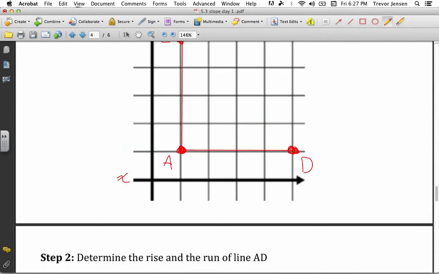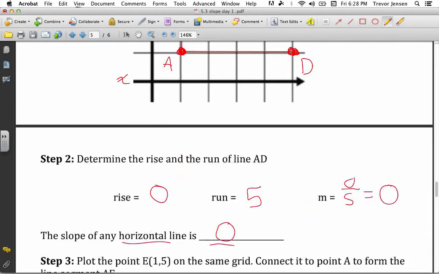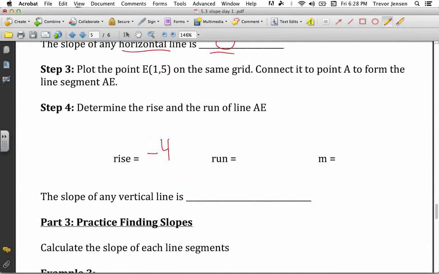My run, so run is the horizontal distance between 2 points. Do I have to go to the right or to the left at all to get from point E to point A? No, you don't at all. Okay, there is no horizontal distance between 2 points on a vertical line. So my run this time is 0.